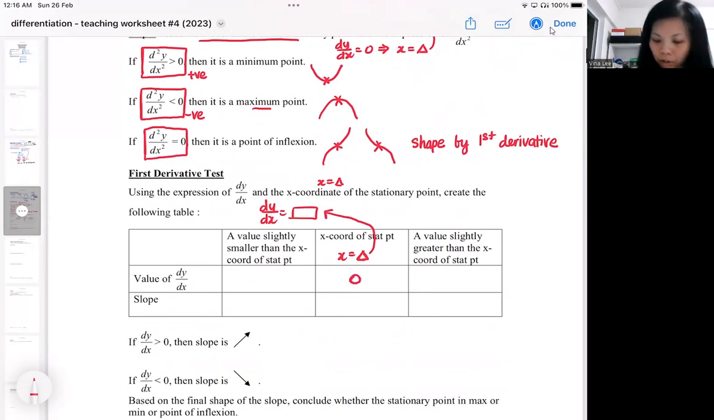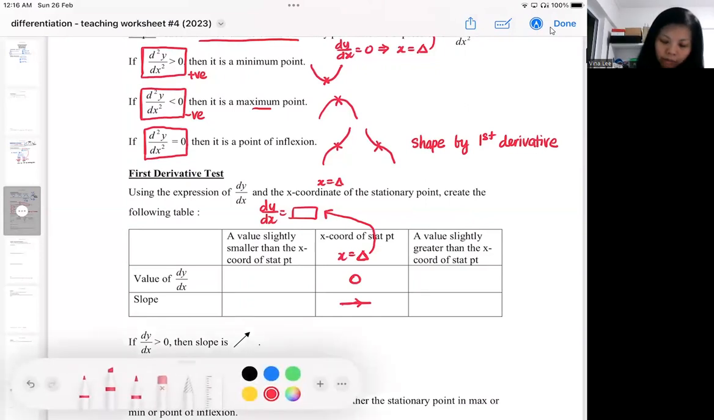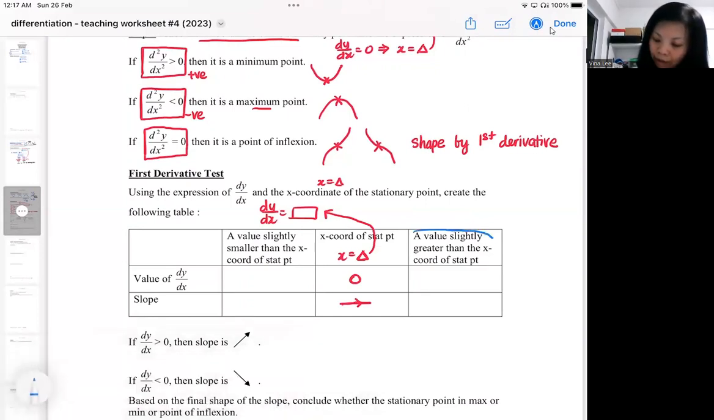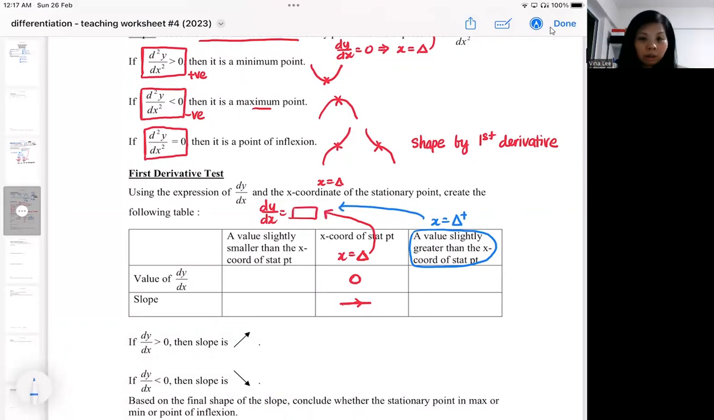0 means horizontal gradient. Then for the next one, you have to get a value that is slightly bigger than the triangle. Later on I'll show you how to get that value. Then you put the value inside the formula and see what kind of gradient it gives you. When you put it inside, if you get a positive value, the slope is going up. So let's say we get a positive value. That will be a slope going up.